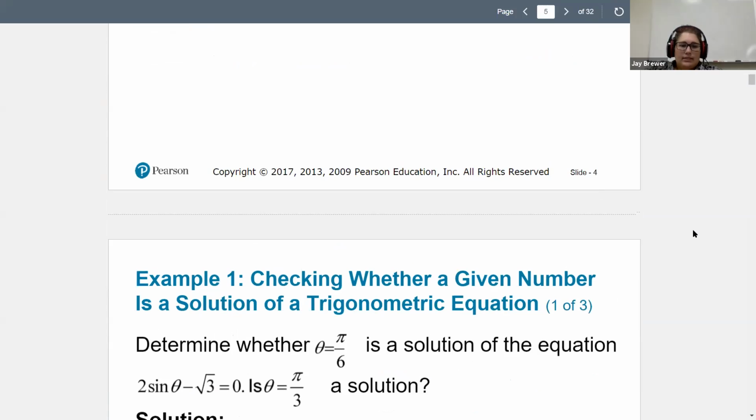So the first example here is saying, if we're given a theta, how can we tell if it's a solution or not? If you think back to algebra, if you were given a value, how did you know when it was a solution? We substitute it into the equation. And when you substitute it, what should you get out? They should equal the same number. So that would be a true statement.